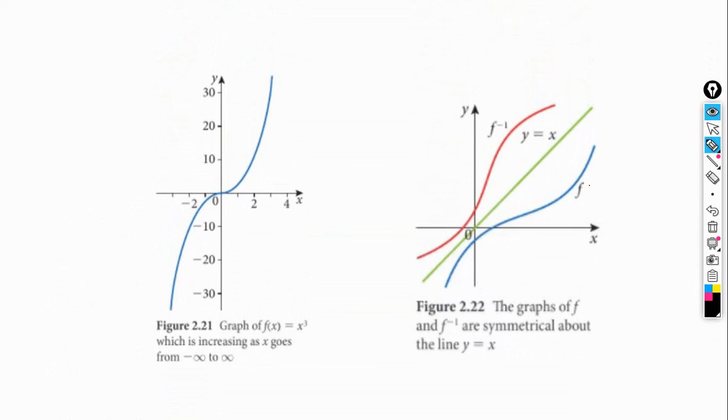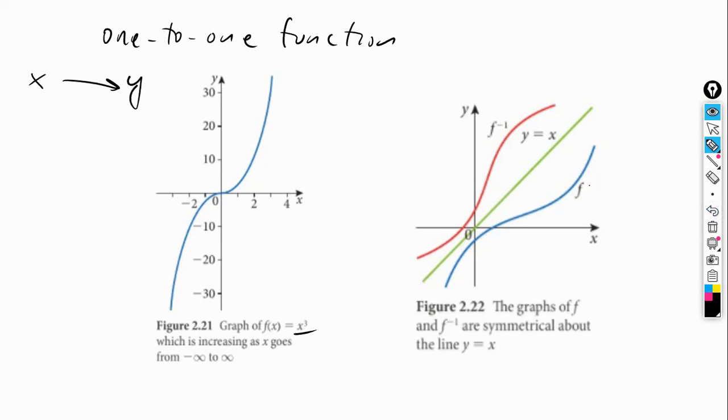In the next slide, you're going to see the graph here to the left in figure 2.21, the graph of x cubed. So what is interesting about x cubed? Well, x cubed is what is called a one-to-one function. That means that for each x value of the domain, there will be one and only one y value.